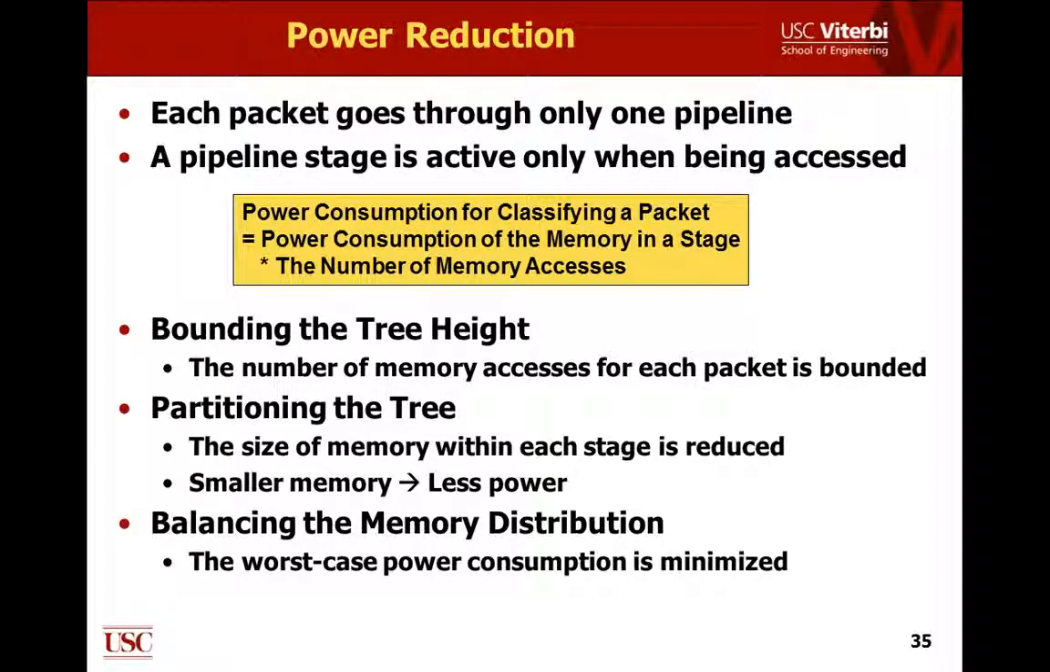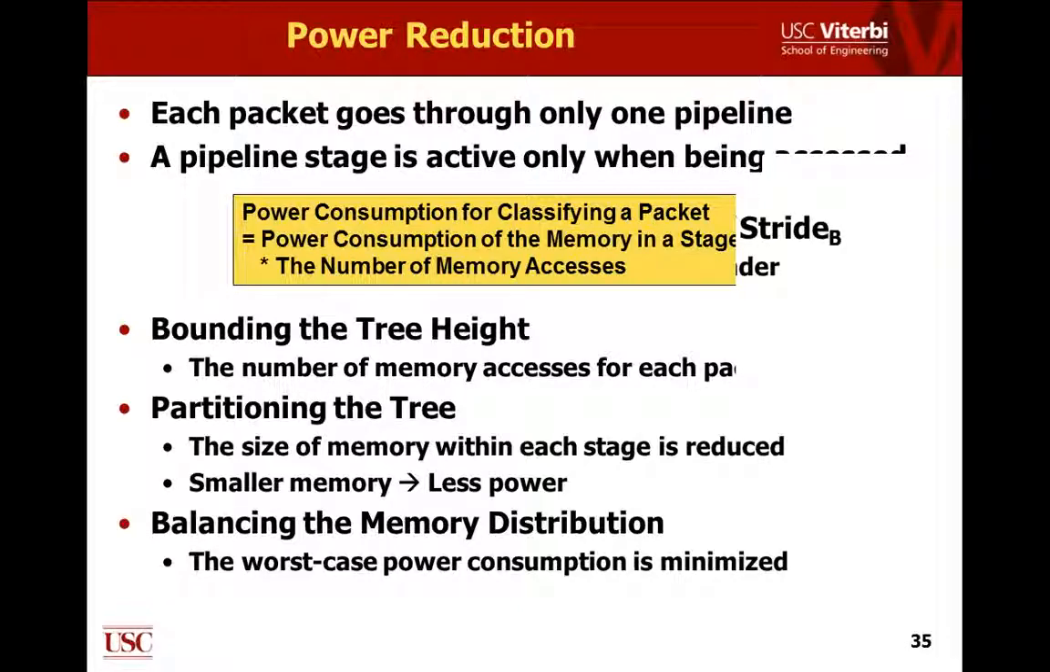So to summarize this line of thinking, each packet goes through exactly one pipeline. Therefore, I can deactivate the other pipelines, because the packet is not going to be traversing them; only one of those pipelines is going to be traversed. We bound the height of the tree. That reduces the number of memory accesses you do. Because you partition the tree, I don't have to activate the entire memory that is used for storing this tree. That also reduces the power dissipation you have here. And finally, we also ensure that across the various pipeline stages you have in every pipeline, the memory distribution is uniform.